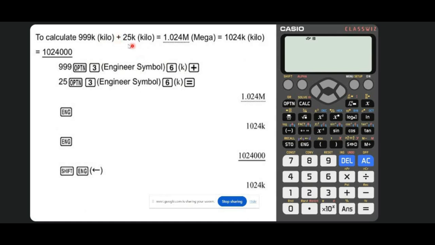And then plus 25 kilo, so plus sign. Then same thing for 25 kilo. You press 25 first, press OPTN, and then press number 3, and press number 6 again, because it's the same unit. Then you press equal sign. You will get the answer in either mega or kilo or 1024000. So if you get this one, but you want to change your unit, for example, from this to kilo, from this to mega, you can press the ENG button.